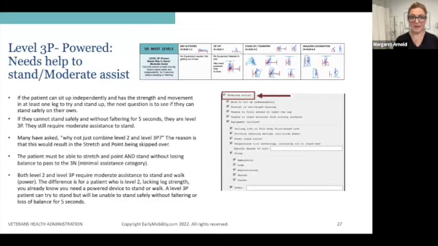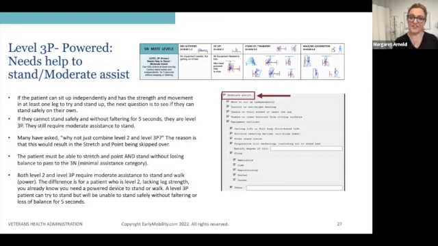A level 3P, powered. This patient also needs help to stand and is moderate assistance. And you'll see this in the note, moderate assistance. In the notes themselves, you will check moderate assistance for both a level 2 and a level 3P. The difference is whether you try to go on and finish the test or whether you stop at a level 2 and grab your lift. So a level 3P can sit, they can stretch, they can point, but they cannot stand fully or partially without faltering for 5 seconds. Many have asked, why not just combine levels 2 and 3P?